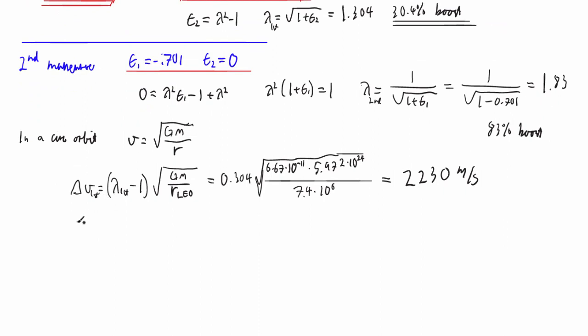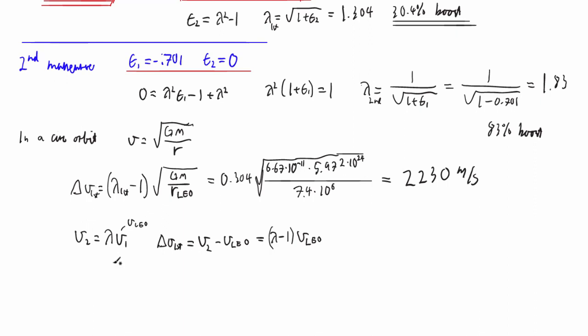Now, to calculate delta v in the second case is a little bit different. To come up with this formula, we use that v2 equals lambda times v1. And in this first case here, we knew v1 because v1 was v LEO, right? That means that delta v first, which is v2 minus v LEO, equals lambda minus 1 times v LEO. And that's that formula here.